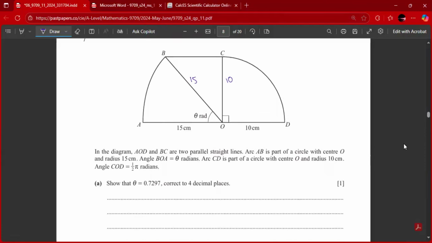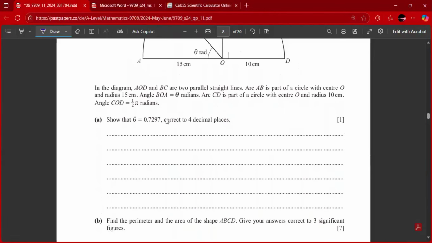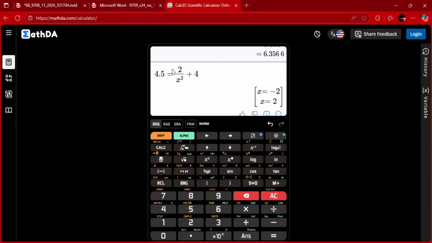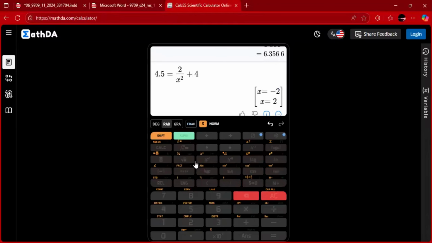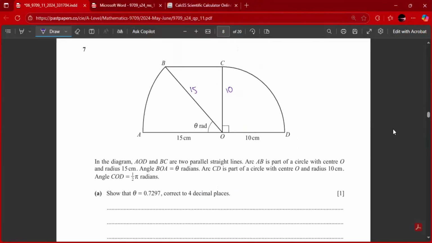Now, the first question is 1 mark. For 4 decimal places, you have to show that the theta, this value, is this. And it is in radians, so you have to remember whether it's radians or degrees you're dealing with, so that you can set your calculator in the function you need, okay? So now what are we supposed to prove? Theta.